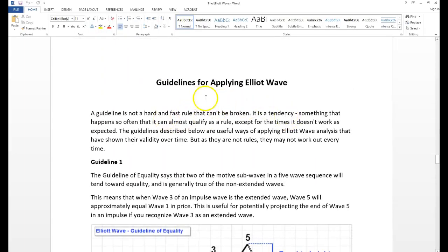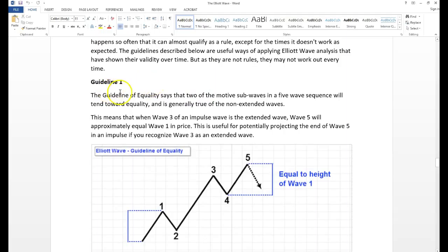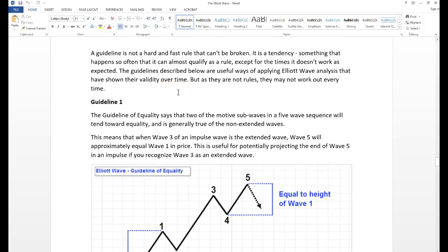Here's some more guidelines for applying the Elliott wave. These guidelines basically are some more keys to using Elliott that you basically want to memorize, print them out, have them by your charts. That way, when you're marking up your charts with the Elliott, you understand, hey, if it sticks to these guidelines. But you got to understand, the guideline is not a hard or fast rule that can't be broken. It's just a tendency or something that happens so often that it can almost qualify as a rule, except for sometimes it doesn't work as expected.